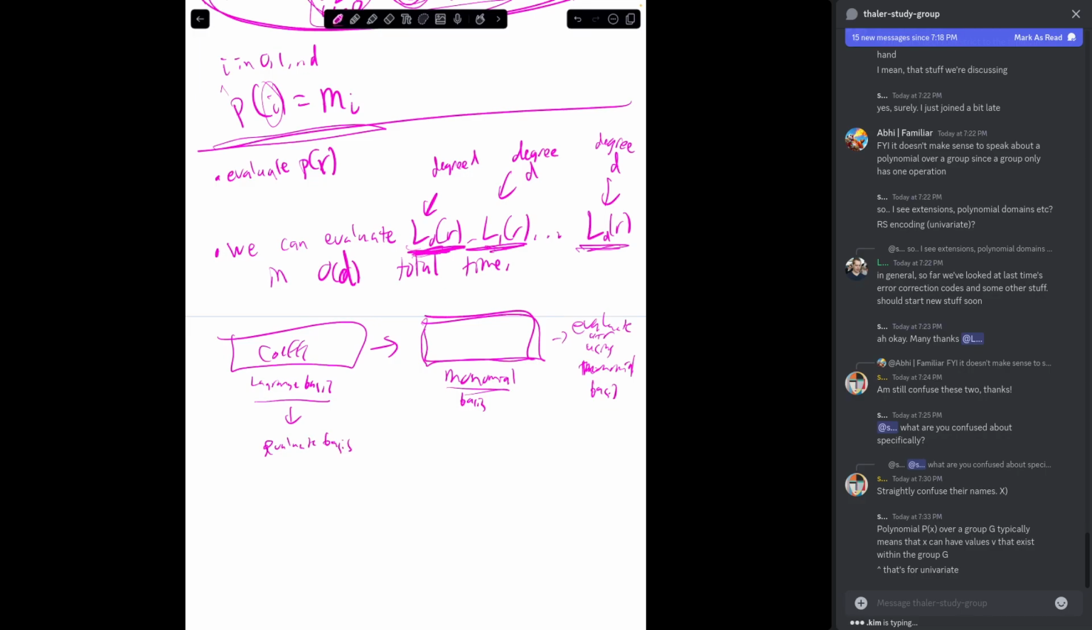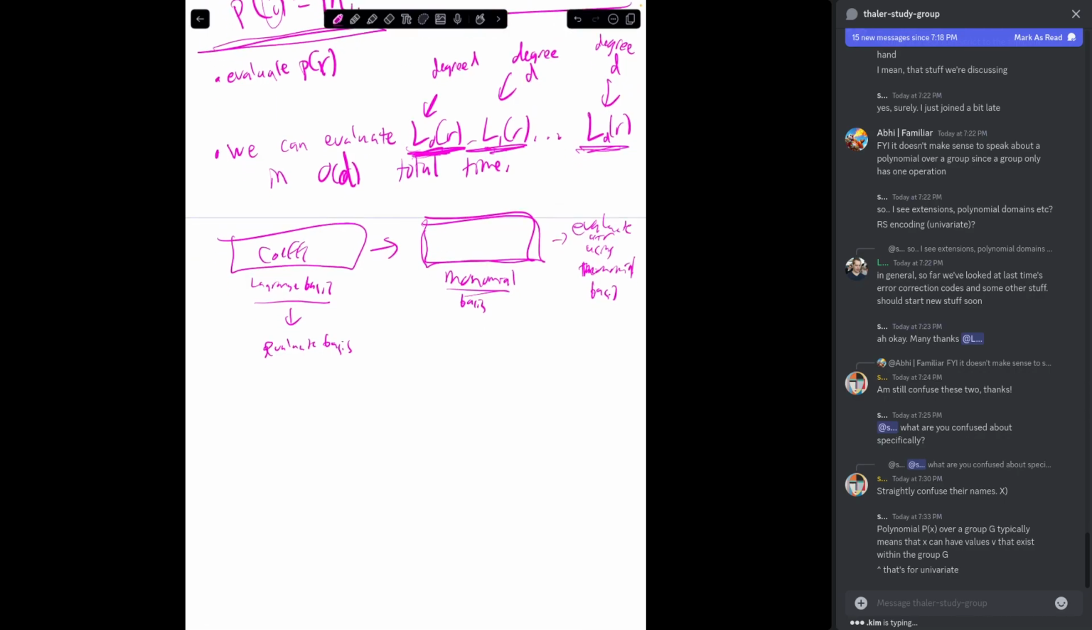It seemed like your explanation of writing out the Lagrange basis would take D squared time, but how do you evaluate D polynomials without writing them out? Yeah, that's great. That's what I still have to cover, and I will do that as soon as I make sure there aren't more questions.